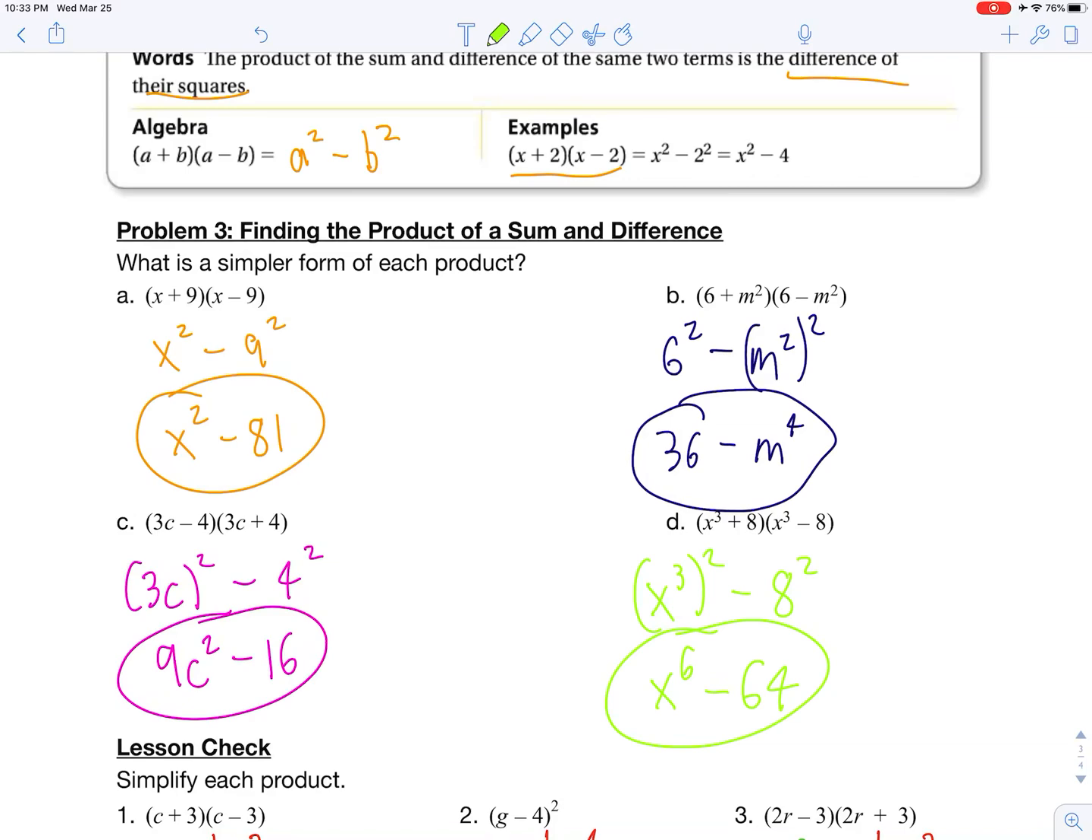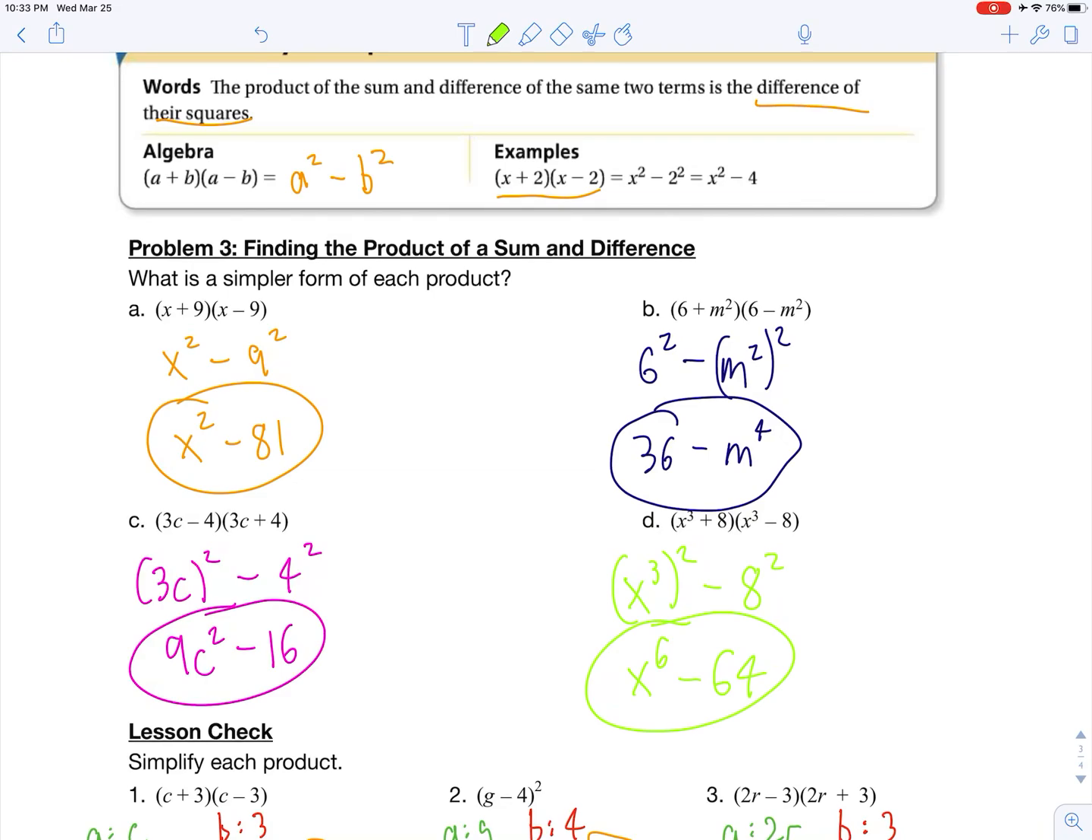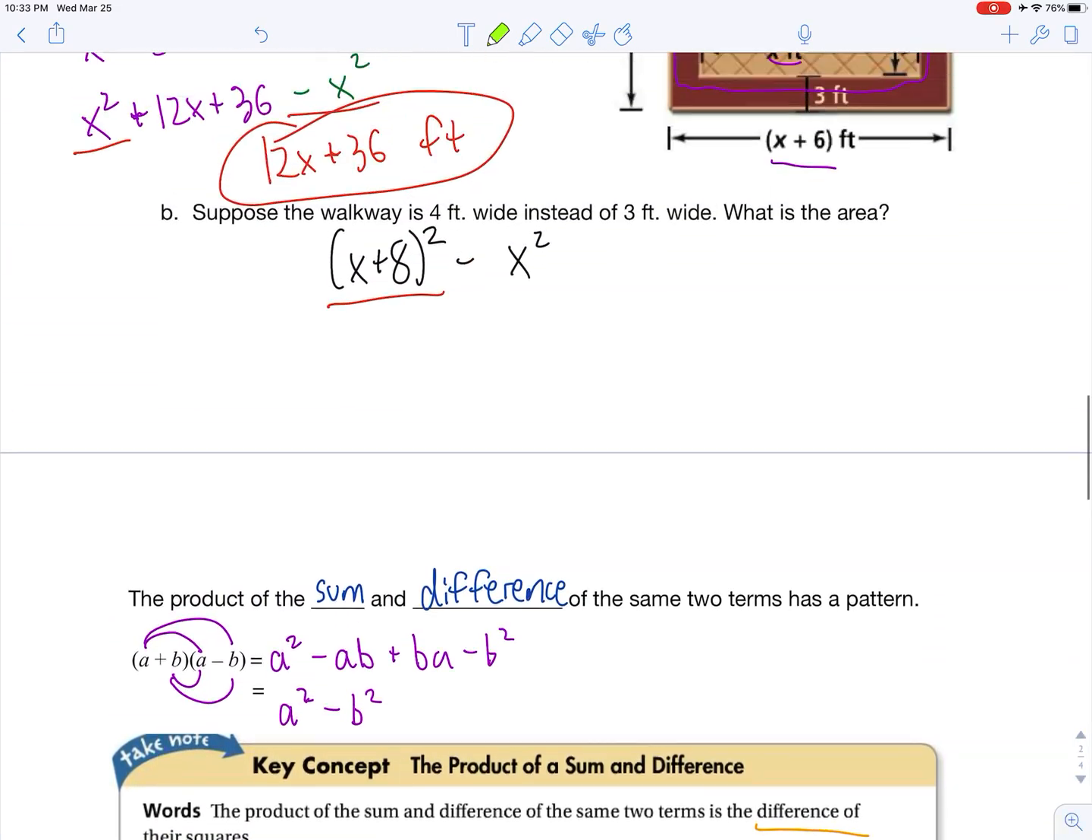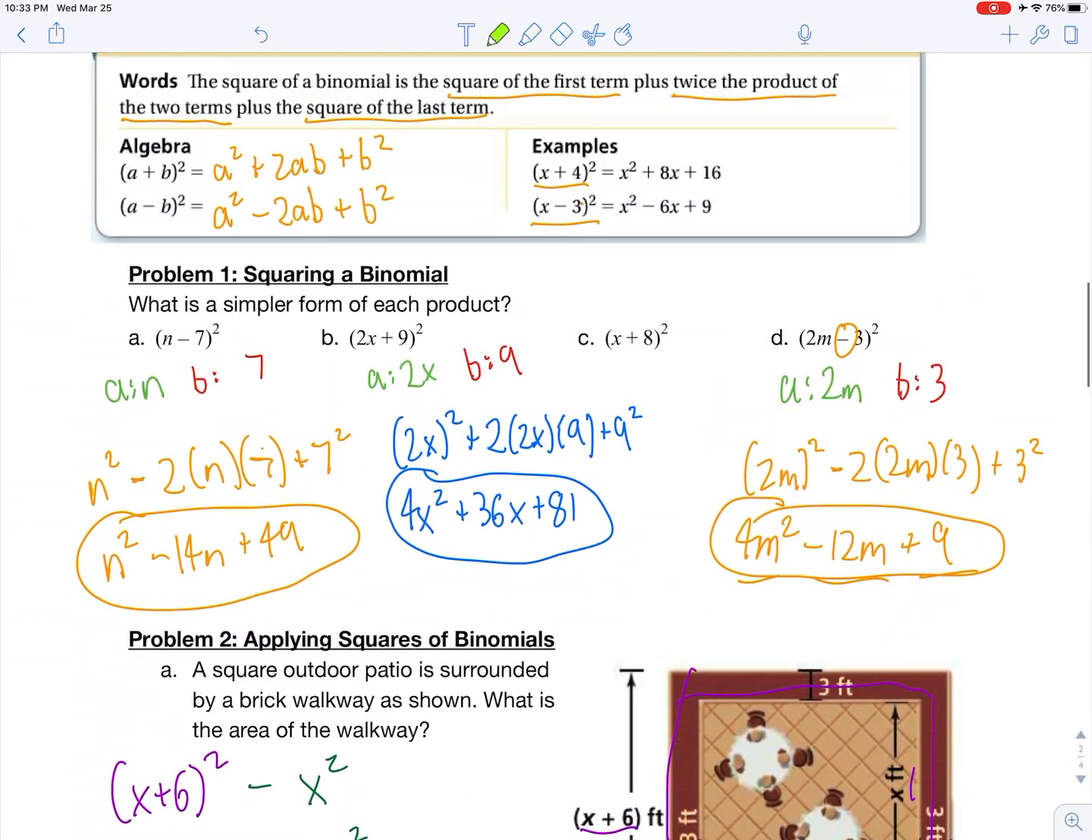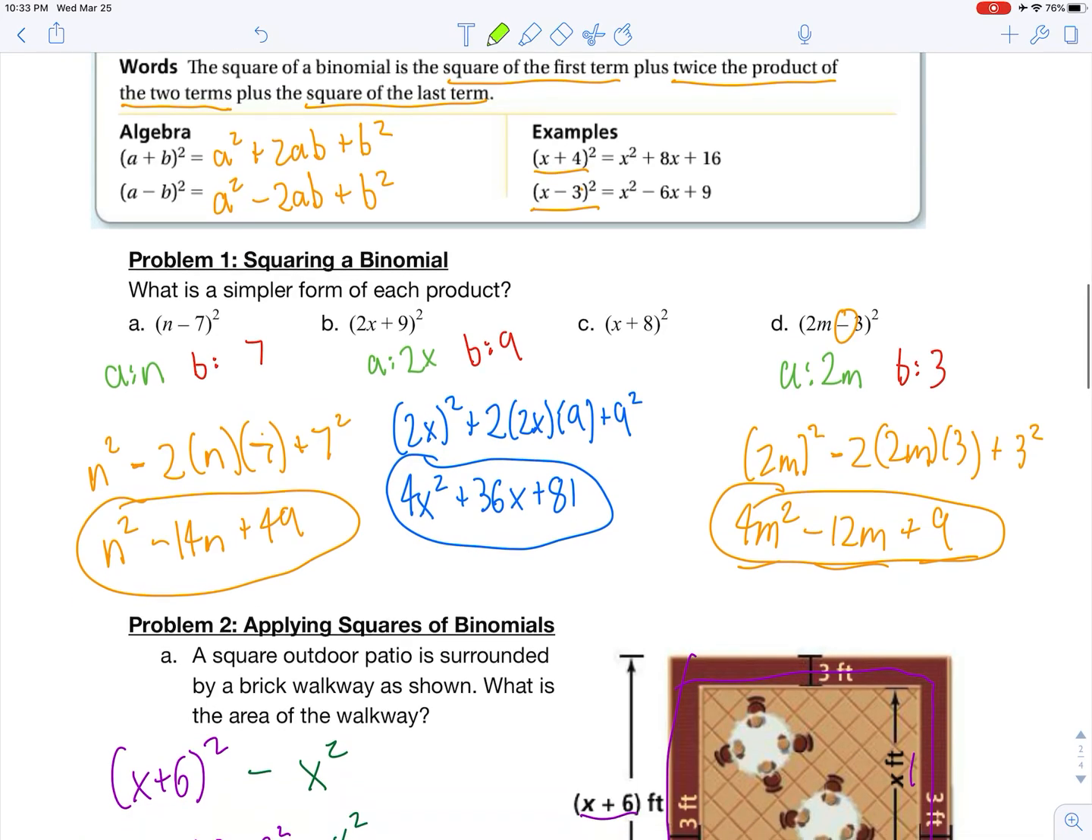And that's really it. That's our two types of questions. We have the product of a sum and a difference that we just did with our shorter shortcut. And our first situation where I have the square of a binomial also has a shortcut. We're just going to have that answer as a trinomial.